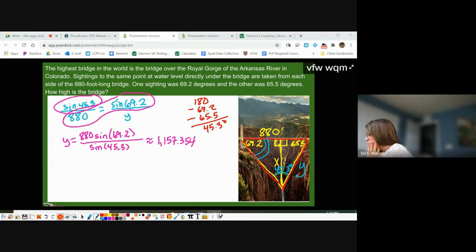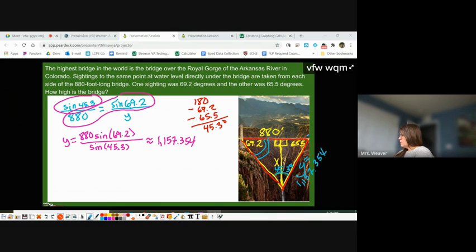Okay, so we're so close, guys. This gives us this side over here. Y is approximately 1,157.354. Okay, how is that helpful to us? I said we're close. Can you see it? How are we close? We're close enough that we can change our focus on the triangles now.